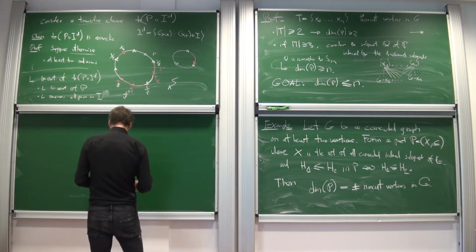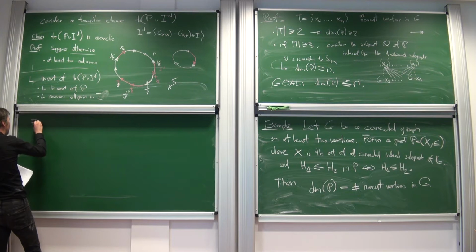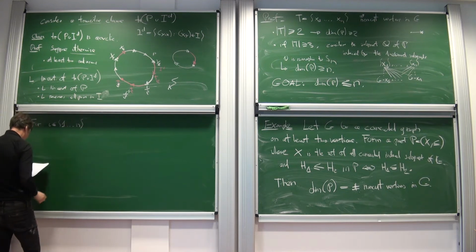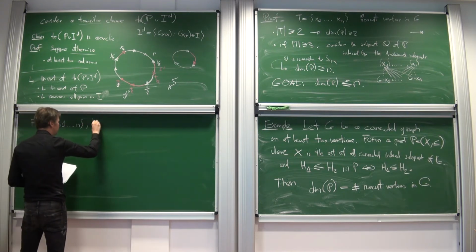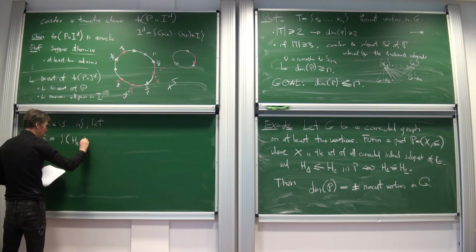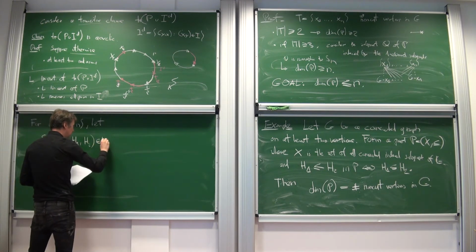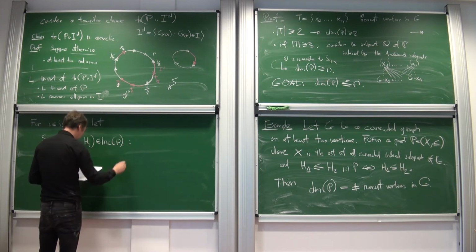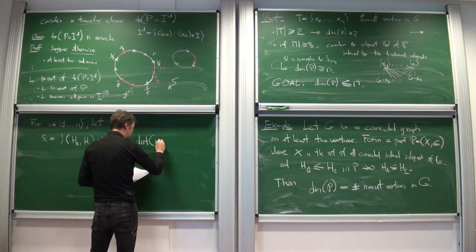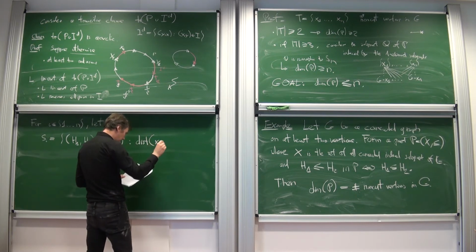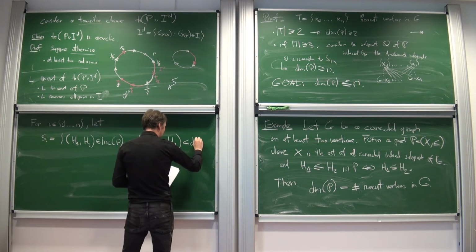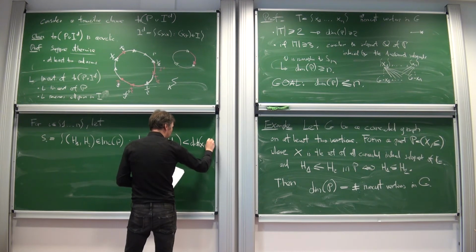Okay. So here are the blocks. For i from 1 to n, let Si be the incomparable pairs in our poset such that the distance in G from the vertex xi to graph H1 is less than the distance of xi to H2.